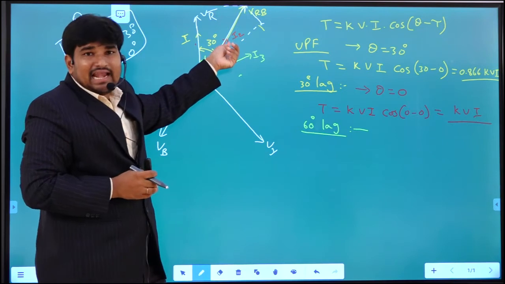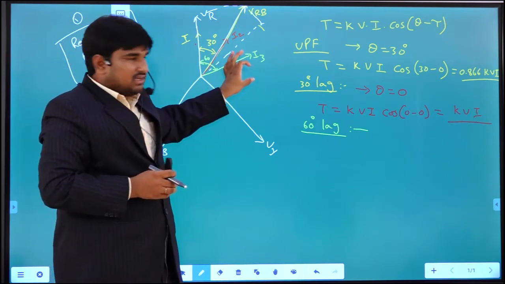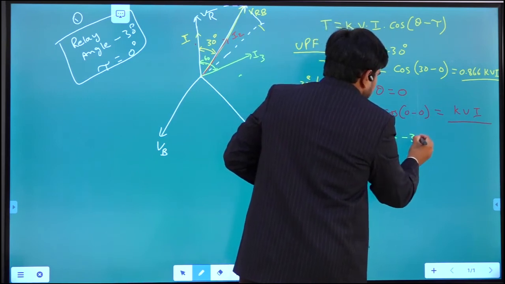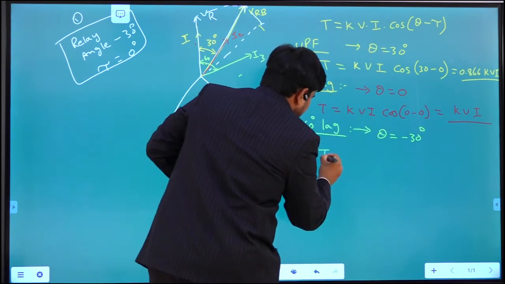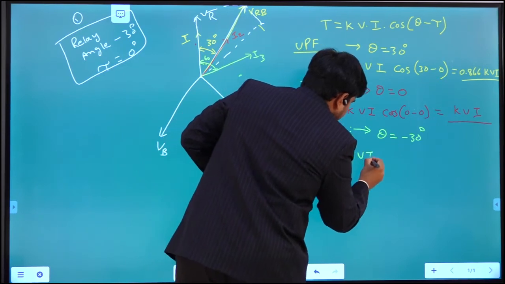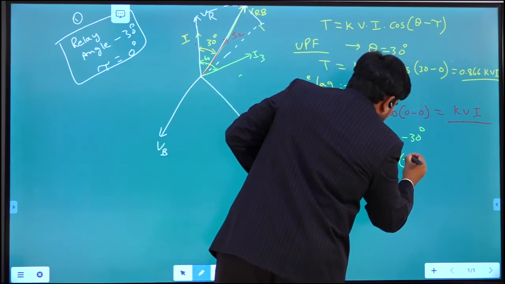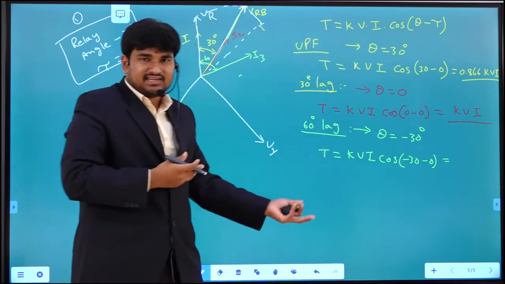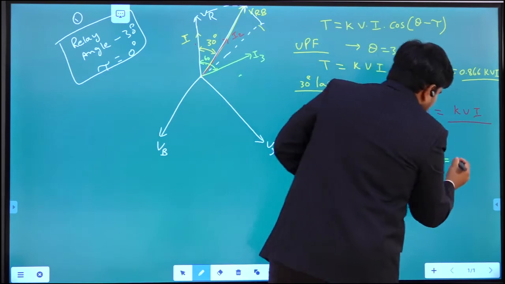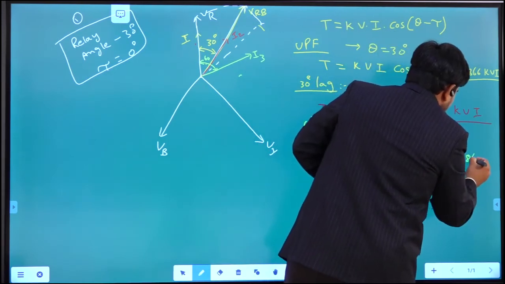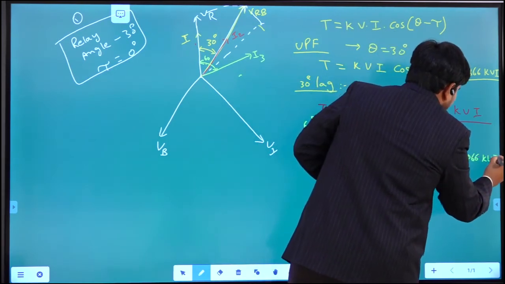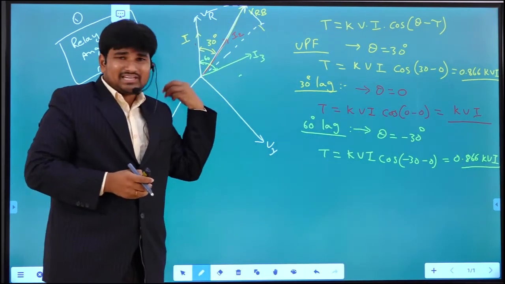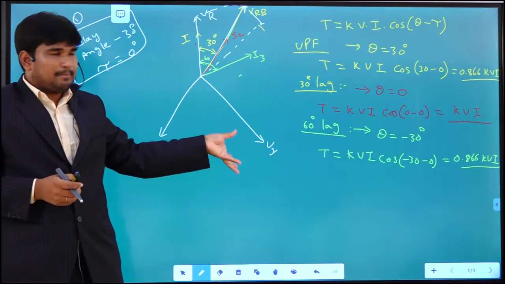Which is lagging 30 degrees. That means theta is equal to minus 30. So in this case, the torque will be modified as K into VI into cos of minus 30 minus 0. Cos of minus 30 or plus 30, same value, right? So it will become 0.866 K into VI. So up to this, the directional power current relay will work perfectly.